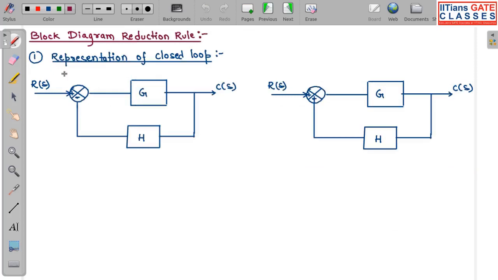So now let us learn a few of the simplest block diagram reduction rules. Okay, so first is representation of closed loop. So if a closed loop is represented, then how do we reduce it? We know this is your negative feedback system. So C(s)/R(s) is equal to what? G(s) divided by 1 plus G(s)H(s). That means I can reduce this complete system into a single block, something like this.